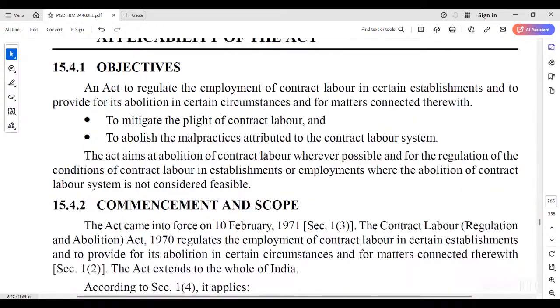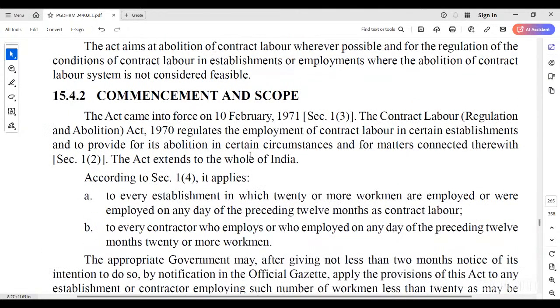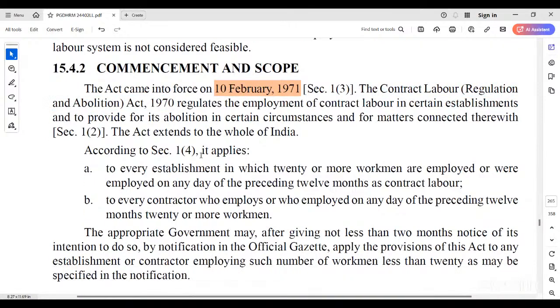Okay. So this act aims to abolish contract labor wherever possible, and to regulate the conditions of contract labor in establishments or employment wherever abolition of the contract labor system is not considered feasible. So, commencement and scope: as I told you earlier, this act was enacted from 10th February 1971 onward, to regulate employment of contract labor at certain establishments. It clearly states who is covered and who is not covered, right?